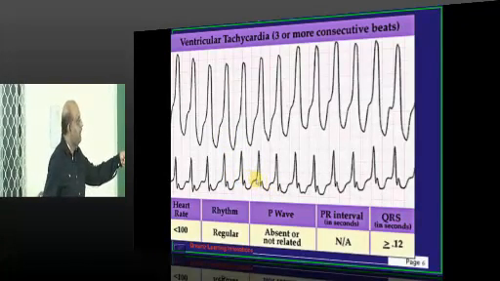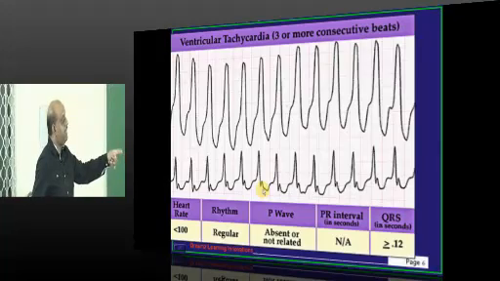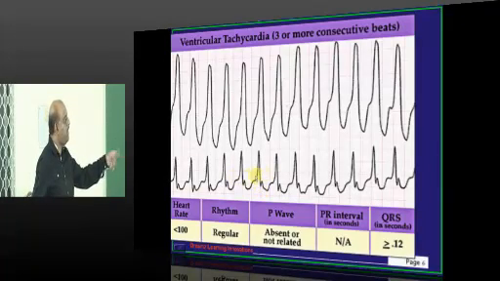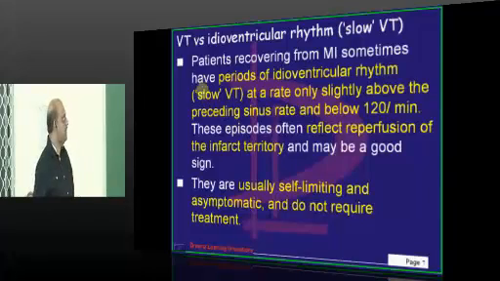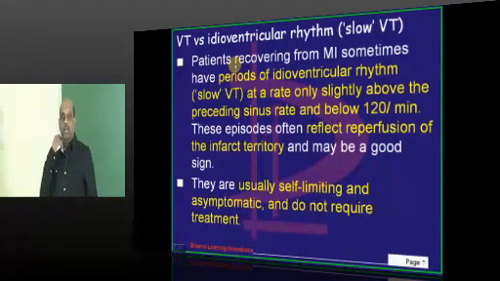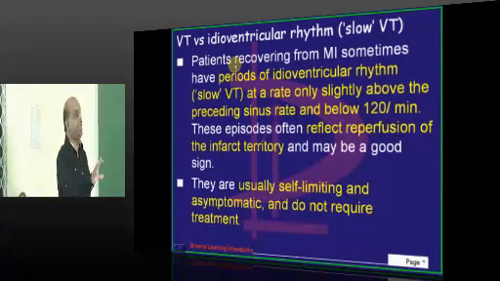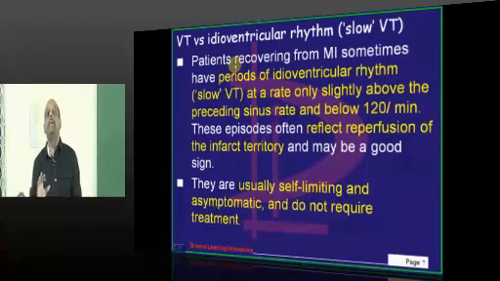Here you have a P wave, then you have a QRS; P waves need not always be accompanied by a QRS. That is AV dissociation. Now another challenge for VT is idioventricular rhythm. It is also called slow VT.